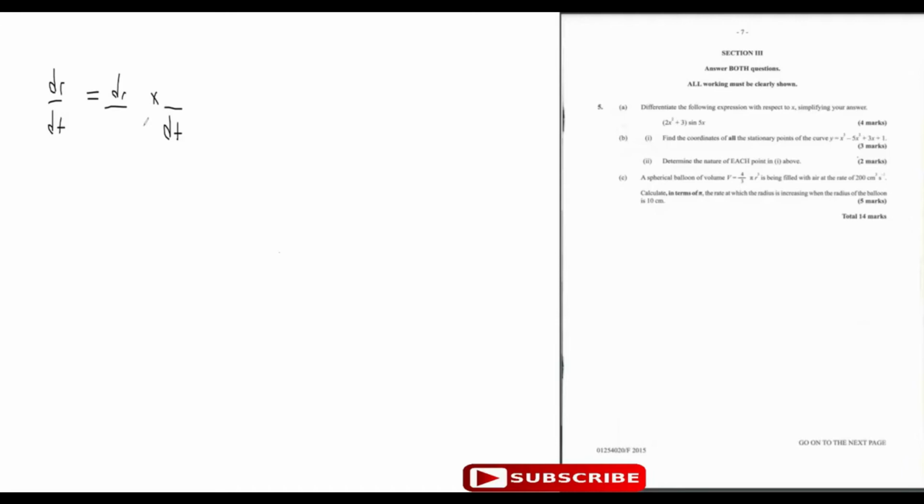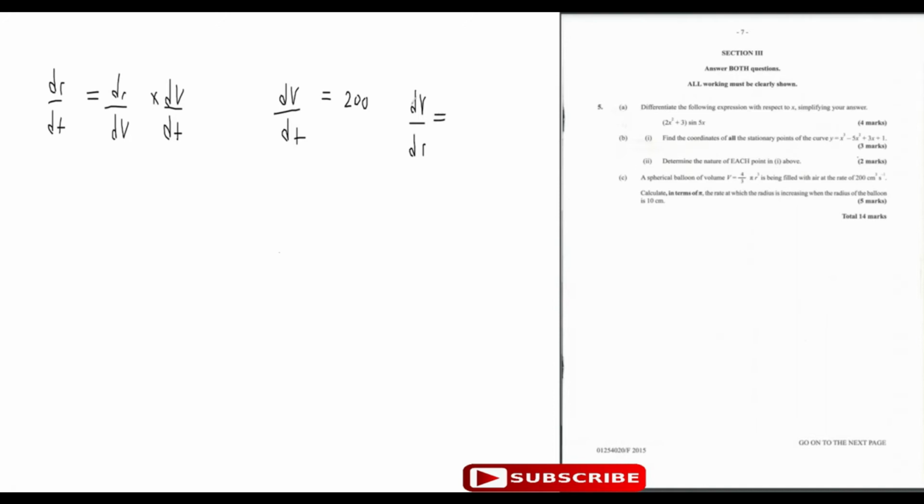So now we need to find dr, but they give us a third variable, which is v. So we can find dr by dv times dv by dt. Now the question already gives us dv by dt. It tells us that dv by dt is 200. This is clearly 200. Then we now need dv by dr.